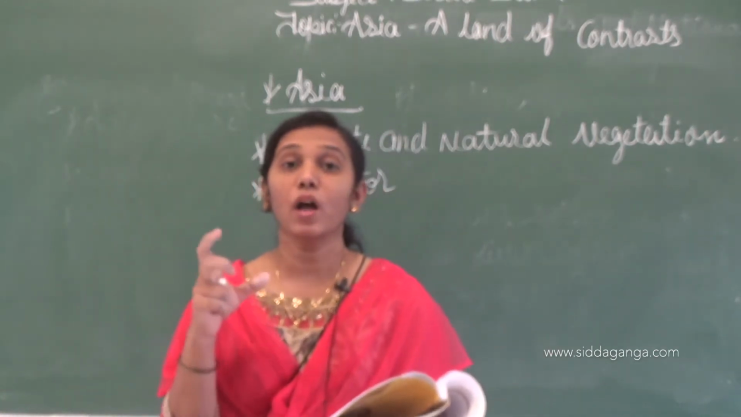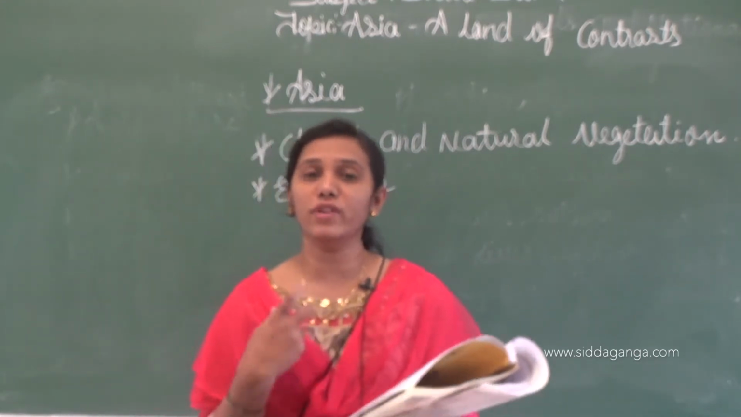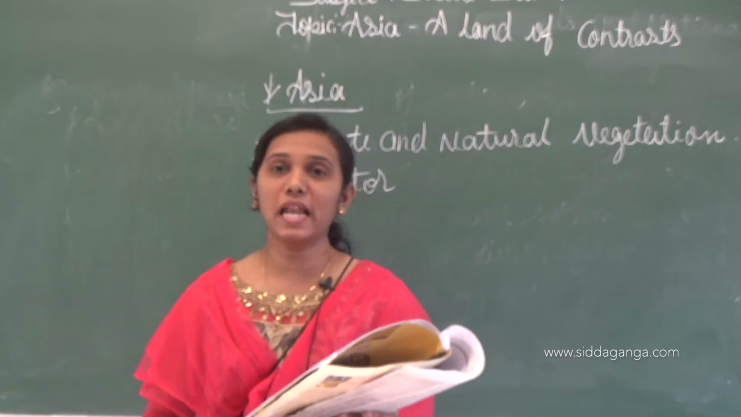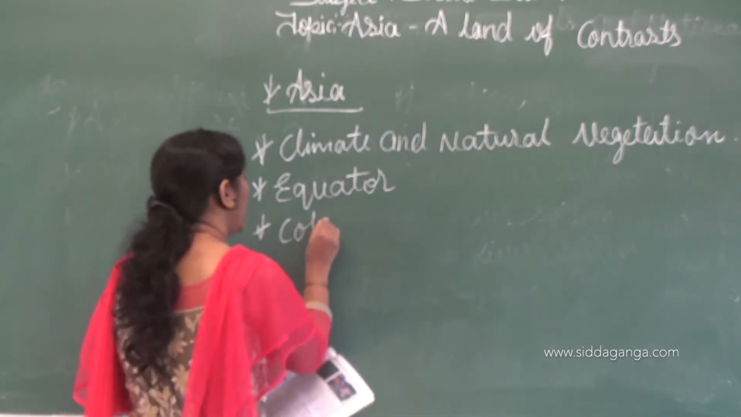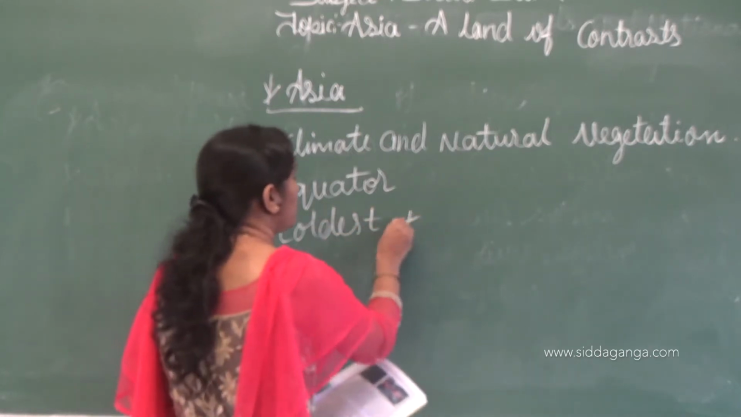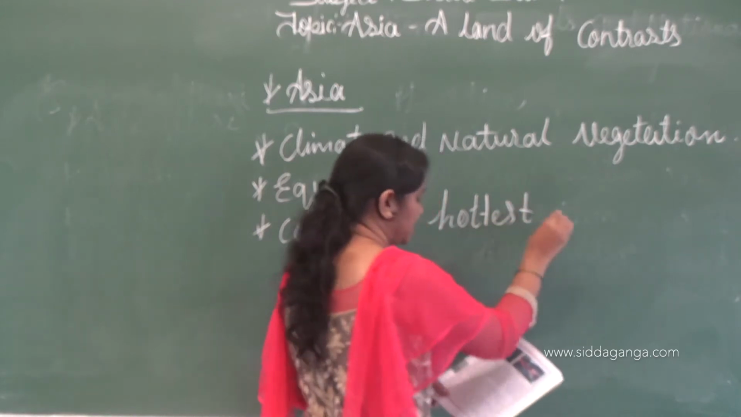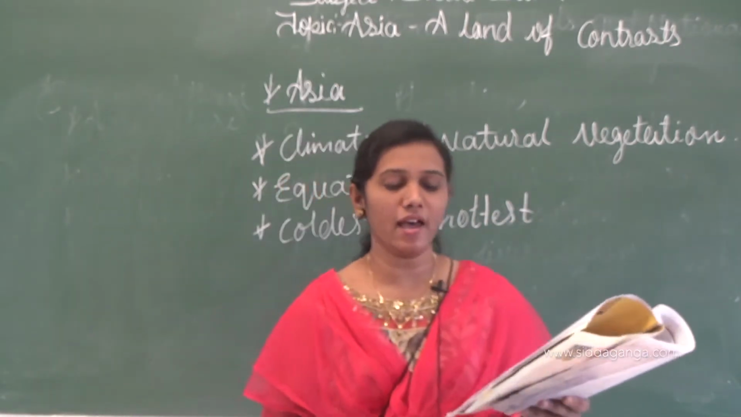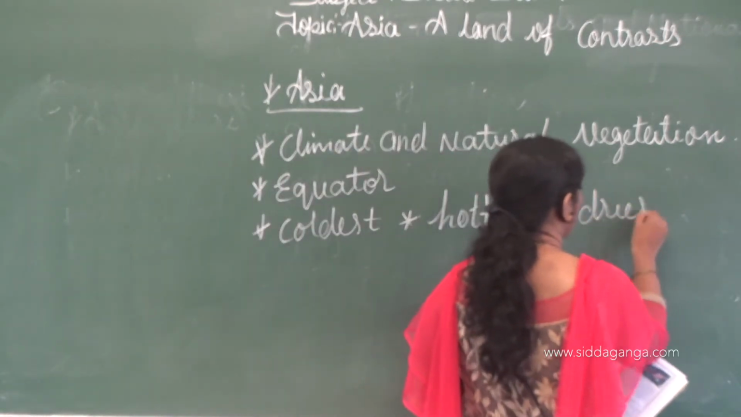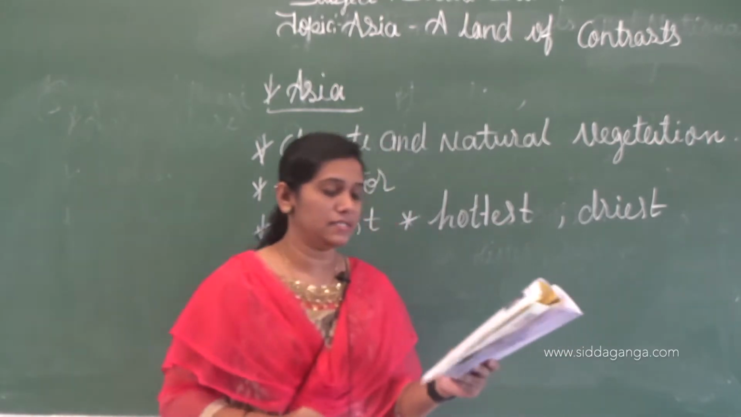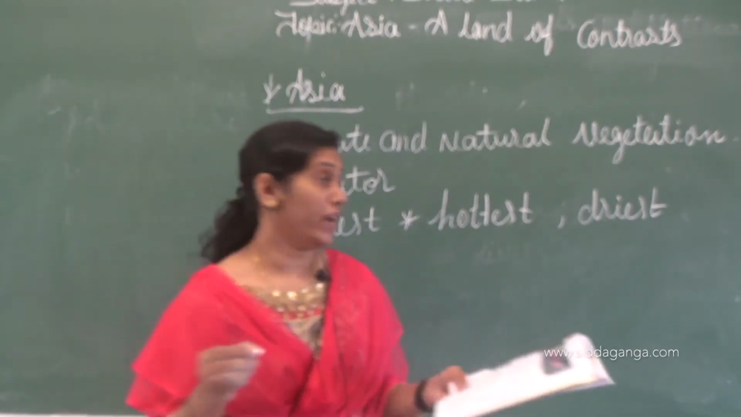Here we see different types of climate, a wide variety of climates. In the Asian continent some places have the coldest lands and some other places have the hottest areas, and we see the driest land also, and the wettest also.